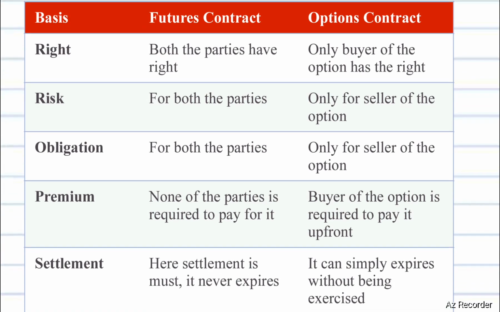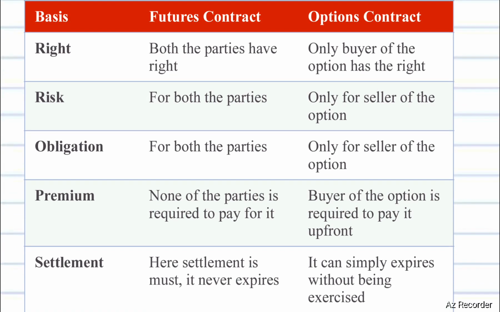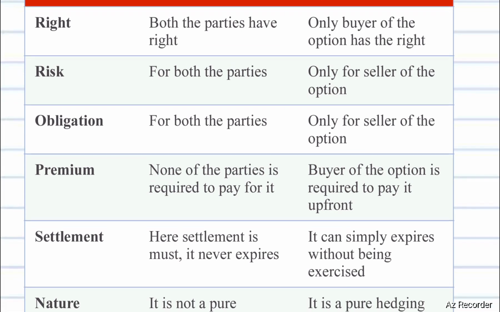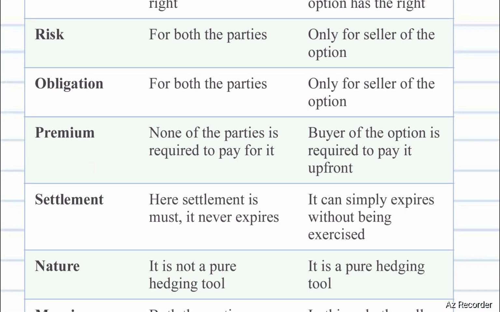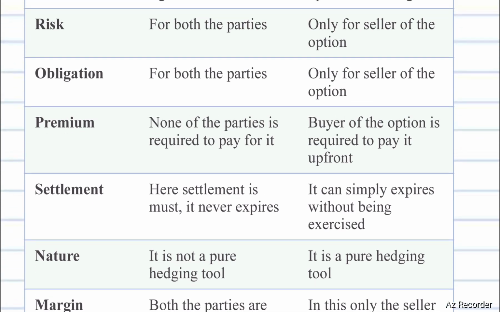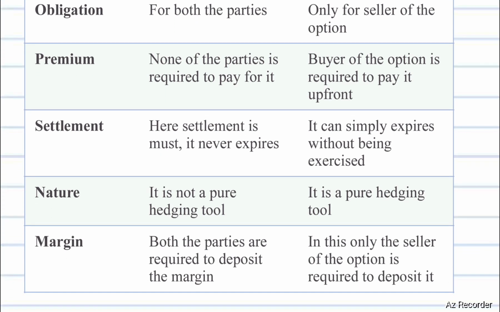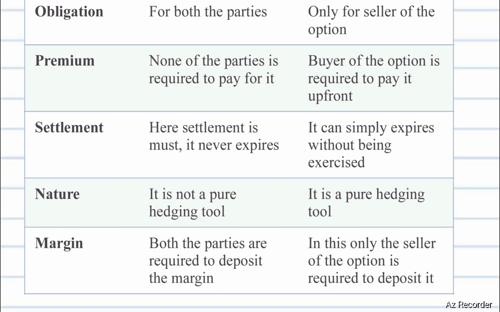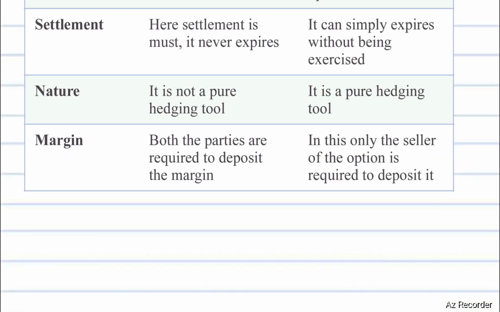Premium. In case of future contract, none of the parties is required to pay premium. In case of option contract, buyer of the option is required to pay premium upfront. Settlement. In case of future contract, settlement is a must, it never expires. In case of option contract, it can simply expire without being exercised. Next, future contract is not a pure hedging tool, whereas options contract is a pure hedging tool. Next, margin. In case of future contract, both the parties are required to deposit margin. In case of option contract, only the seller of the option is required to deposit margin.